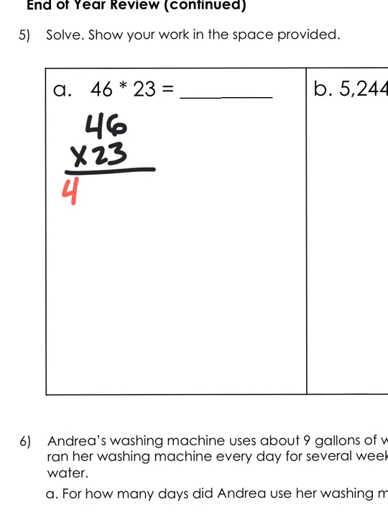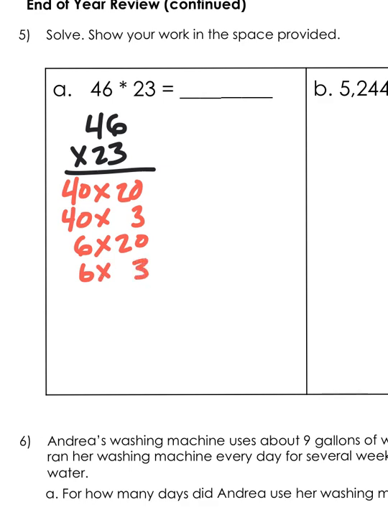First, we're going to multiply the tens times the tens, 40 times 20. We're going to multiply 40 again, this time by the ones, the 3, because 20 plus 3 is 23. Now I'm going to multiply the 6 times 20, and then I'm going to multiply the 6 times 3. And then when I come up with all those products, I would add them all together, and that would give me my total product.